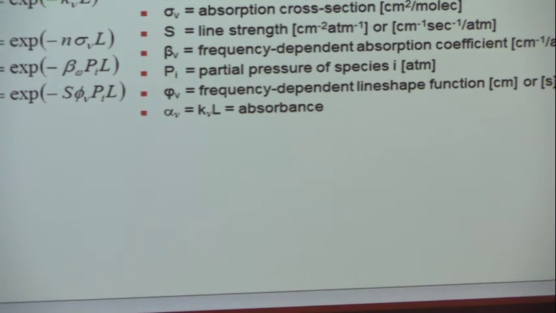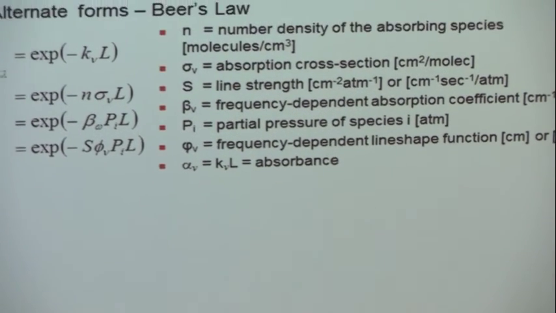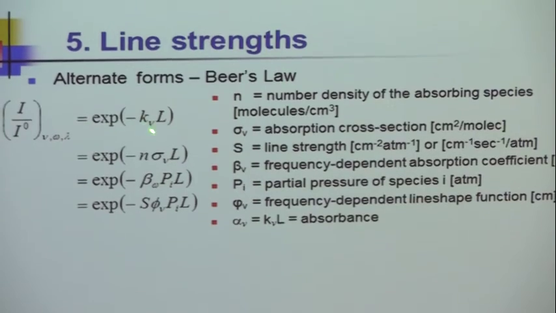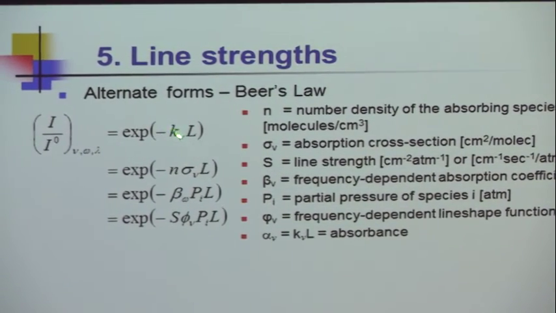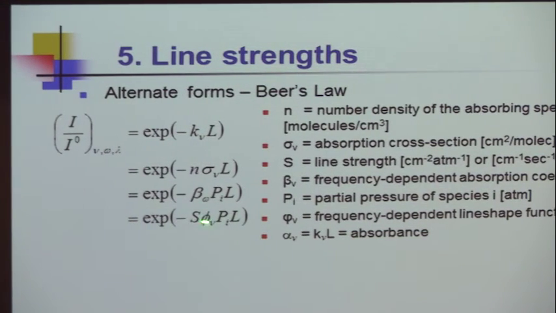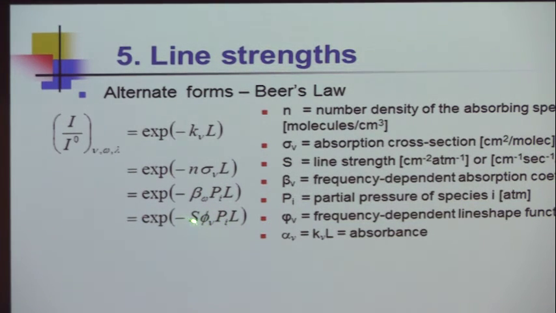Beer's law is always e to the minus KL. When you deal with a small molecule, discrete spectra, we typically will use K, and then we might replace that with S phi P L, because K is the product of a line strength, a line shape, and a partial pressure. So if I have centimeters to the minus 2 per atmosphere and centimeters to the minus 1 units, with atmospheres here, centimeters here, centimeters here, I end up with the right units. So those are the units that we often use at Stanford, but you'll see different forms.